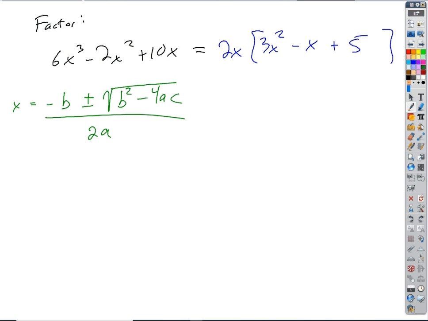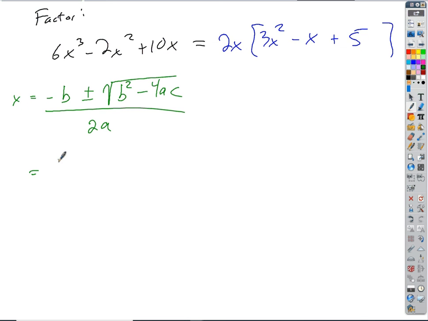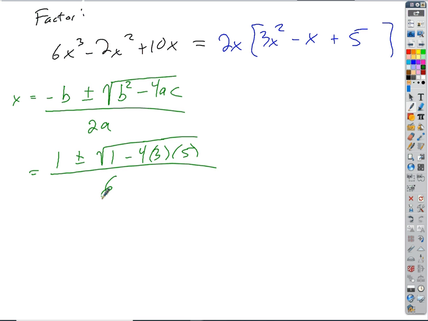Okay, so if we evaluate the quadratic formula here, we're using just this part in here, right? So what do we get? We get x equals one plus or minus square root of negative, minus 4 times 3 times 5, divided by 2 times 3. Okay. Well, what do you see right away then with this? You're going to have a negative on this.